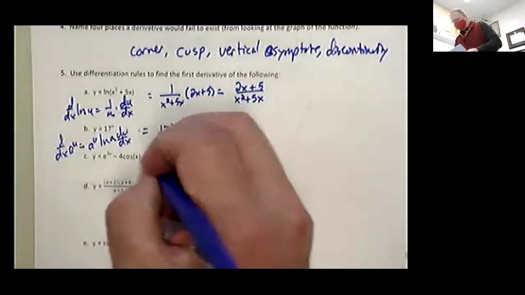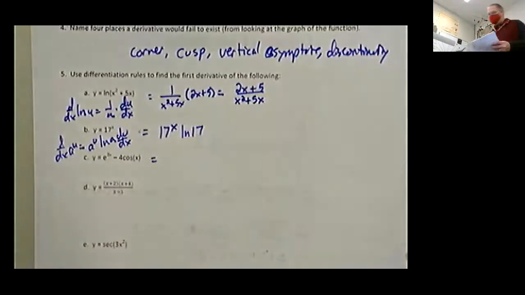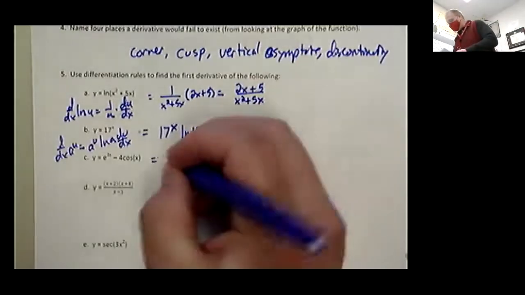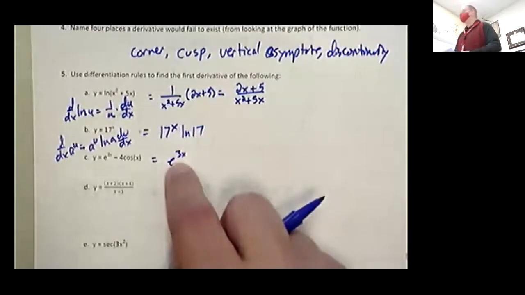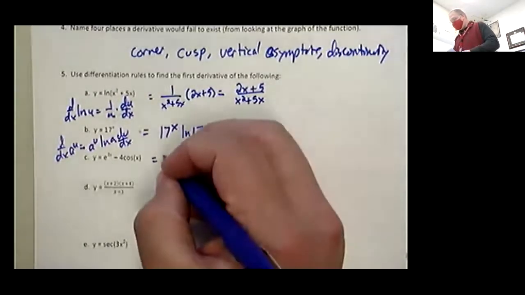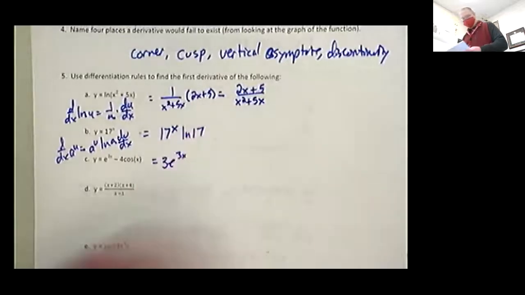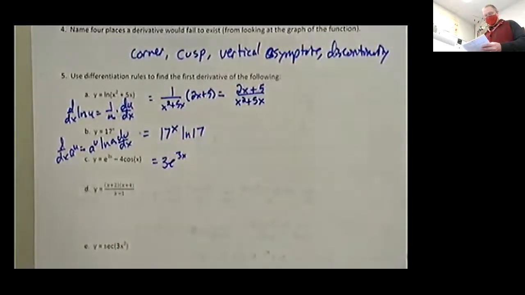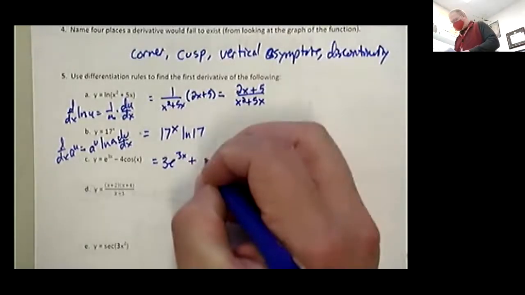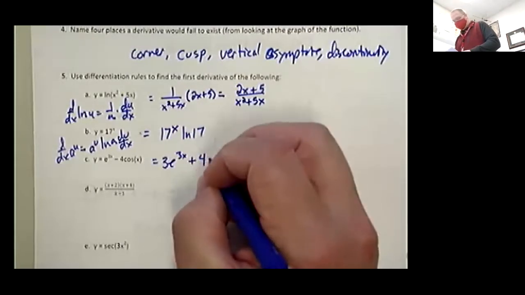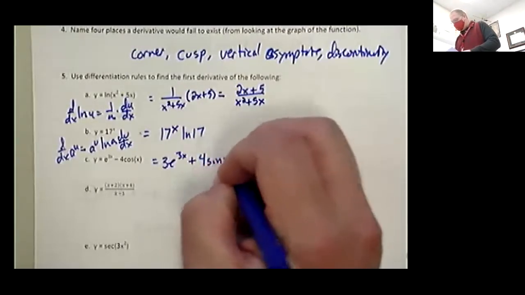Letter C, derivative of a logarithm works actually the same as b. Well, it doesn't. For e to the x, that's e to the x times du dx. So that's e to the 3x. The derivative of 3x is 3. So we have 3 e to the 3x. The derivative of cosine is negative sine, so the negatives have to cancel. The 4 is just a constant, it stays there. We have 4 sine of x.